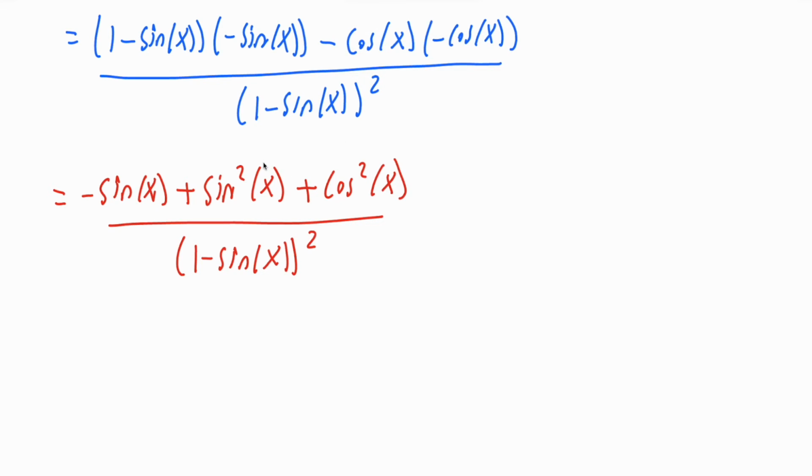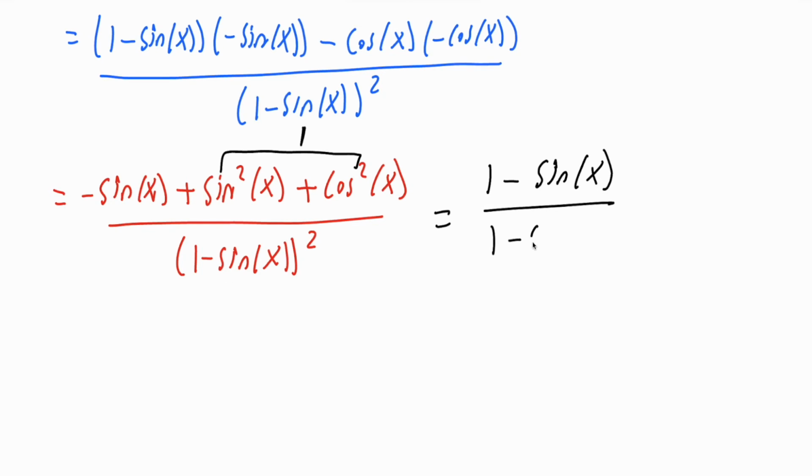Next, we can remember some trig identities. We know sine squared x plus cosine squared x, this piece right here, is equal to 1. So what we have now is 1 minus sine x divided by this piece, 1 minus sine x, close it, squared. So the top and bottom, they're the same, except this piece is squared.